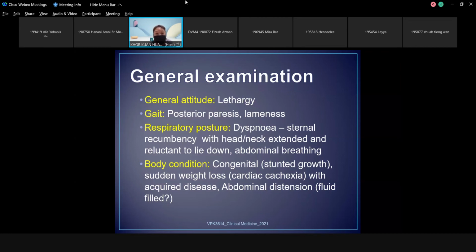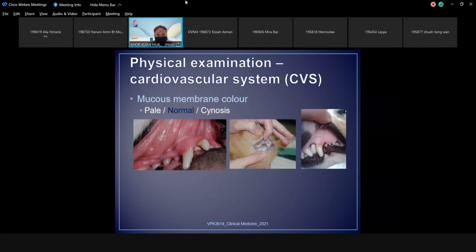Okay, so sometimes you might want to check the heart. Some cases that come in with abdominal distension, often when they have this kind of issue, it's going to be ascites. I will teach you how to look into ascites later on. Okay, let's move on to physical examination.